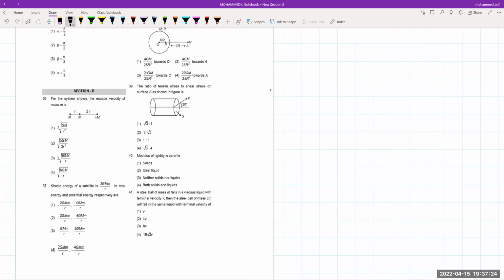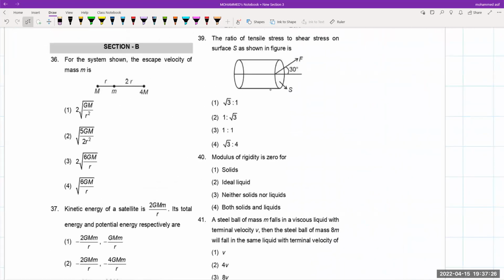See this one. For the system shown, the escape velocity of mass m is... आया किसी को ये प्रॉब्लम बेटा? Mass capital M and 4m are separated by distance of r and 2r. उसके बीच में एक small m है. पर escape velocity, total energy कितनी होनी चाहिए बेटा? Total energy must be 0 at the point of your launch, isn't it?